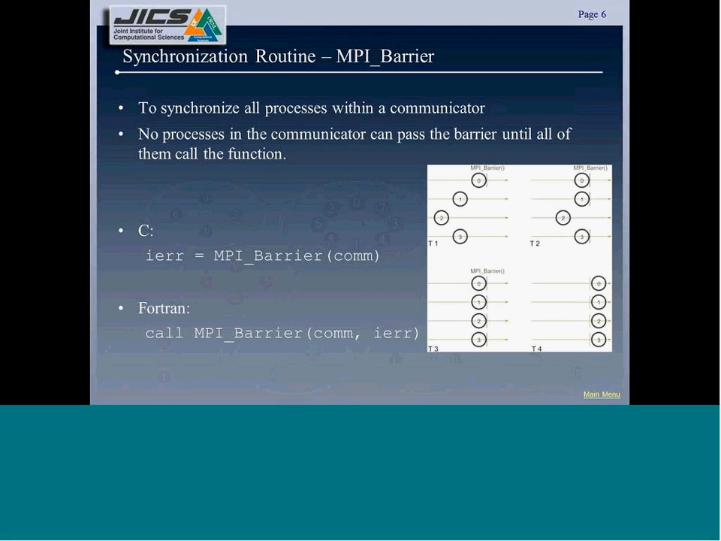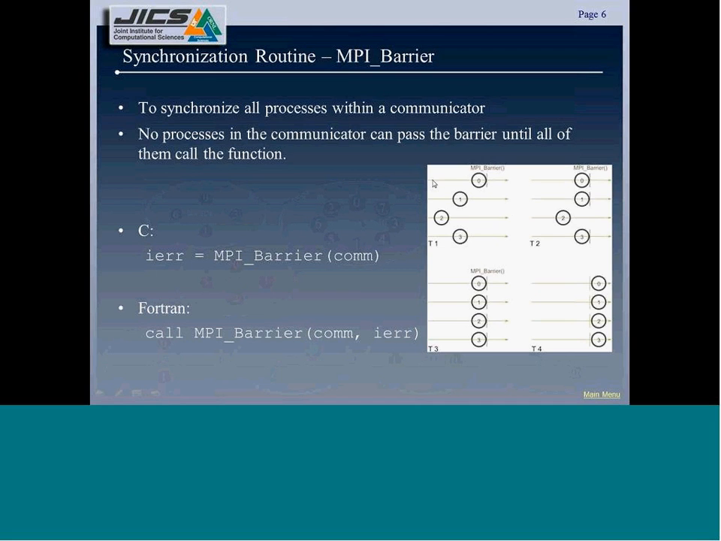So let's talk about the synchronization part of collective call functionality. MPI defines a routine called MPI_Barrier, and it is pretty self-explanatory. It synchronizes all processes within a communicator. You specify a communicator when you call the MPI_Barrier function, as shown here in the sync part of the slide. The idea is that no process in the communicator can pass the barrier until all of them call the MPI function.